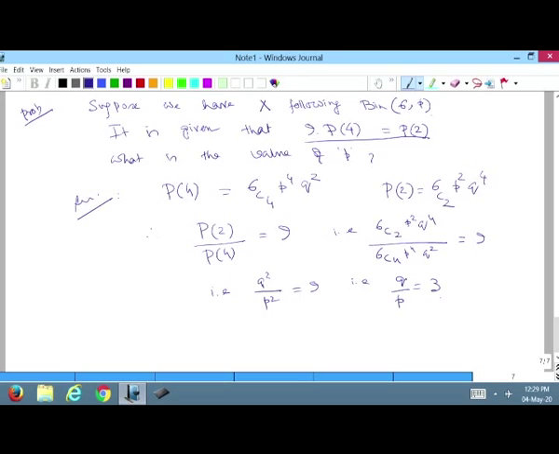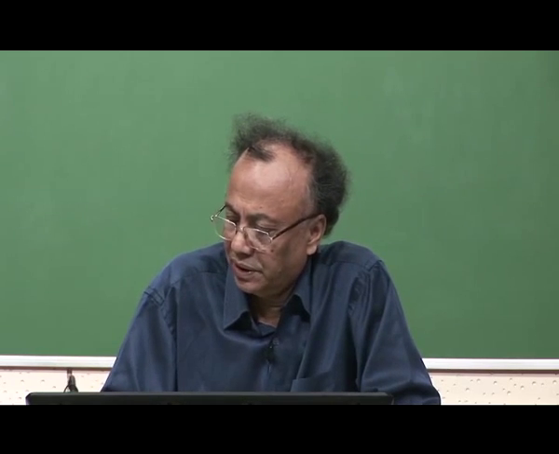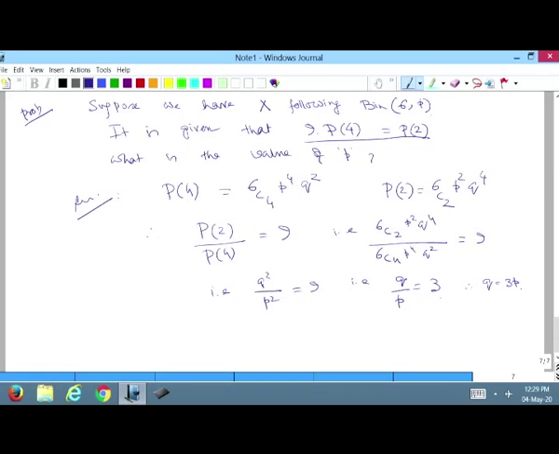Because it cannot be negative, all probabilities are positive, therefore q is equal to 3p. Now, p plus q is equal to 1. Therefore, p plus 3p is equal to 1 implies p is equal to 0.25 or 1 by 4. So, that is the answer.